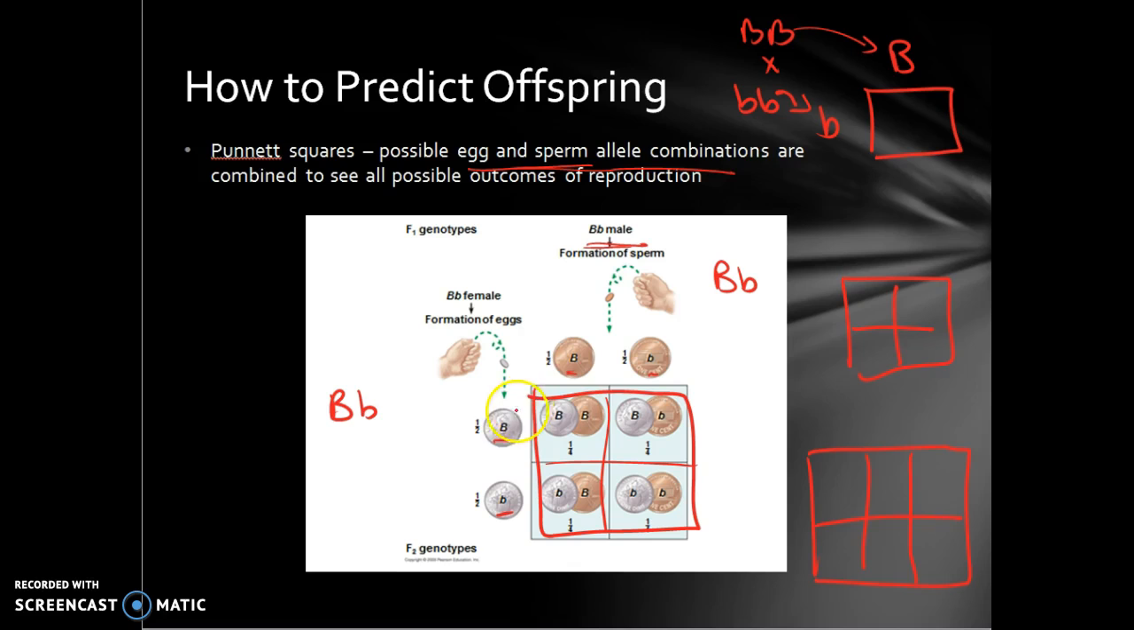In this case, these 2 together would make a homozygote dominant. These 2 together would make a heterozygote. These 2 would make another heterozygote. And these 2 would make a homozygous recessive.